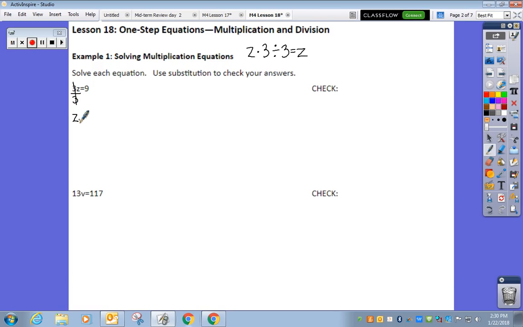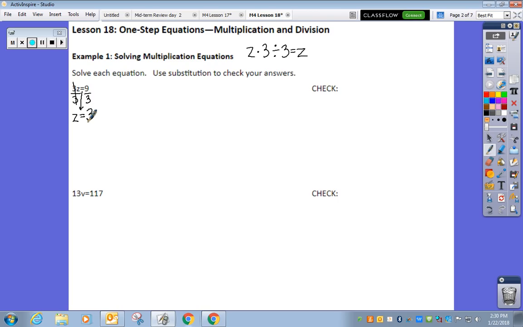We want to get the variable by itself to see what it's equal to. Since we divided the left side of the equal sign by 3, we have to divide the right side of the equal sign by 3. We're going to pull down our equal sign and do 9 divided by 3, which is 3.